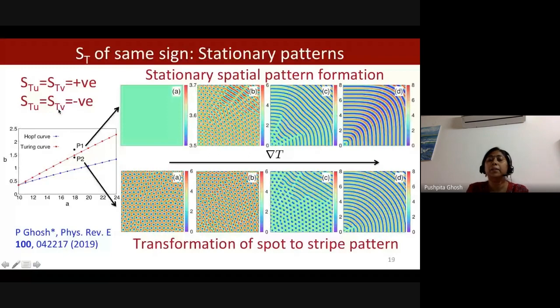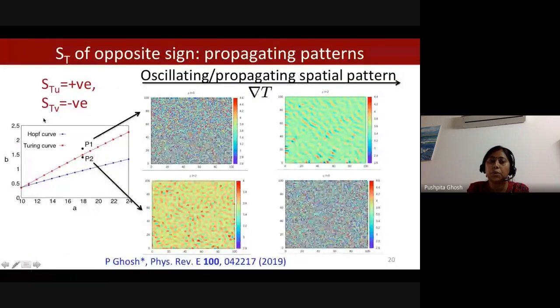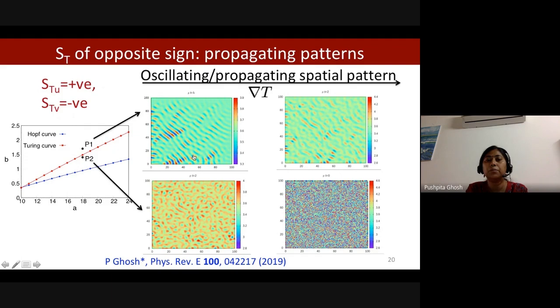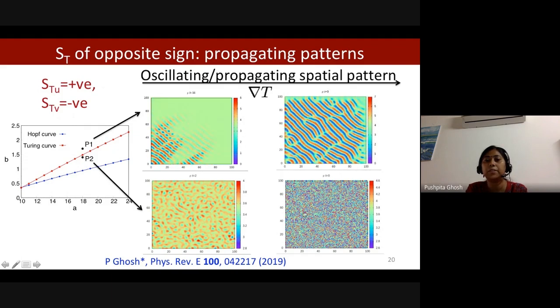And then we wanted to see what happens if we take an opposite sign. So we chose one of the species, the activator, moving to the cool end, and the other one to the hotter end. And then what we see is that this point, which is otherwise homogeneous and stable and shows a uniform pattern, now shows some sort of moving waves. So can you see these waves?